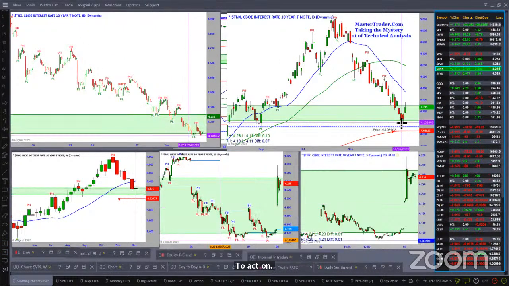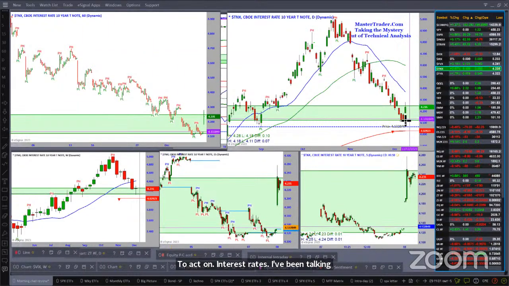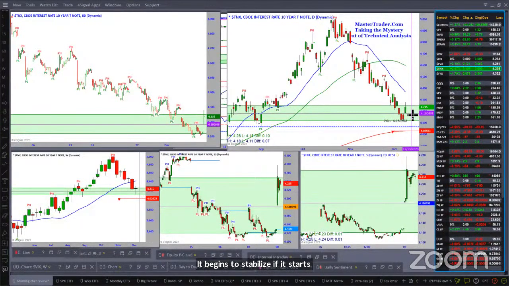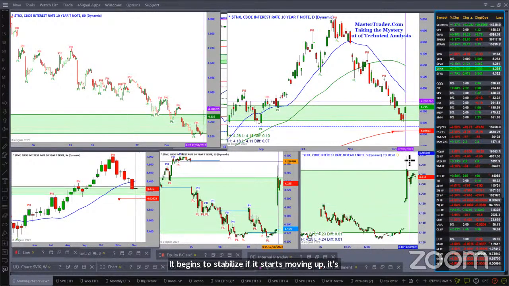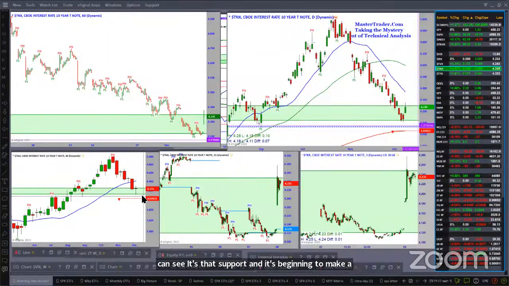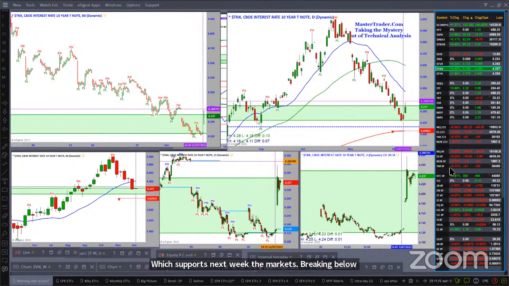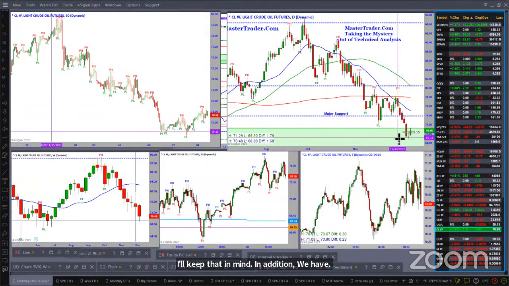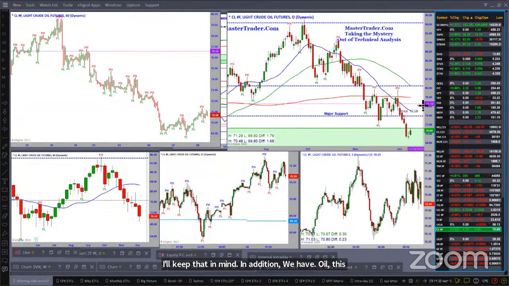Interest rates, I've been talking about for weeks, pulling back to support. When it gets to support, it begins to stabilize. If it starts moving up, it's going to be a negative influence on the market. You can see it's at support and it's beginning to make a turn, which supports next week the market breaking below last week's low and having a pullback. I'll keep that in mind. In addition, we have oil, which had this big drop. It's into support and beginning to stabilize. If it begins to turn up, it's going to be a negative influence.